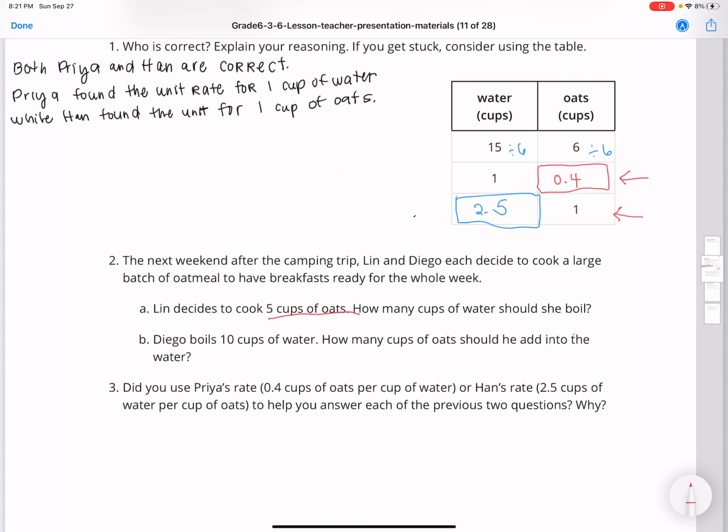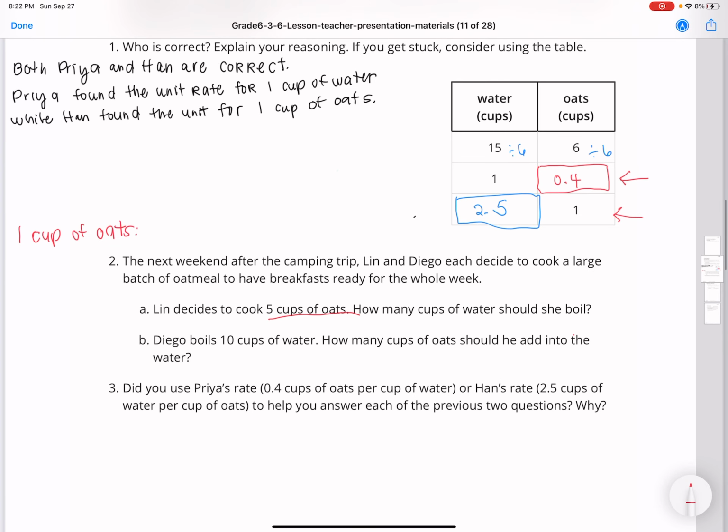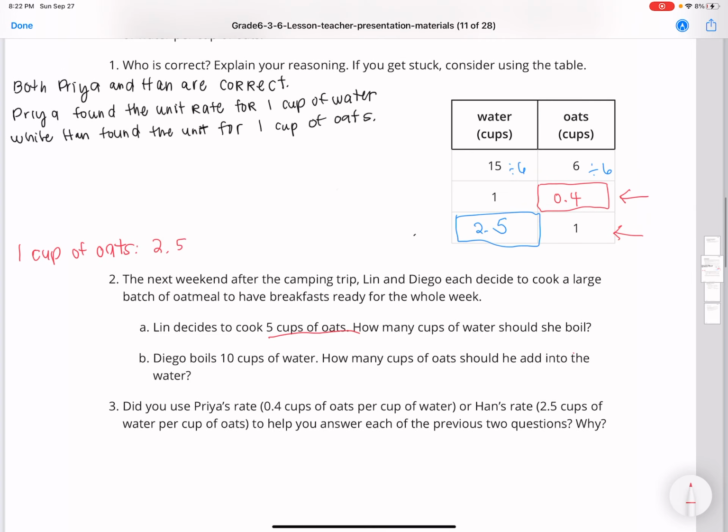So what I'm going to do is put that in ratio form. So this is 1 cup of water, or 1 cup of oats. I apologize, 1 cup of oats. Let me erase it and put it in a better spot so you guys can see. So 1 cup of oats to 2.5 cups of water.